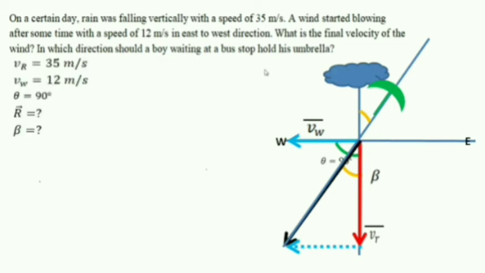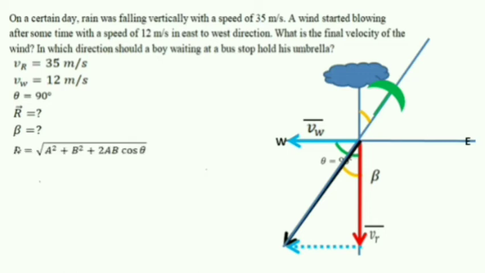If the rain is falling in this direction, we should hold the umbrella in the same direction, so that the umbrella faces towards the direction of the velocity of the rain. So I have to find this angle. This angle is the angle along which the boy should hold his umbrella. These are the things which are given. Velocity of rain is given and velocity of wind is given. The angle between the two vectors is 90 degrees, so I have to find R and beta. Please do not write R cap here because we are finding the magnitude.